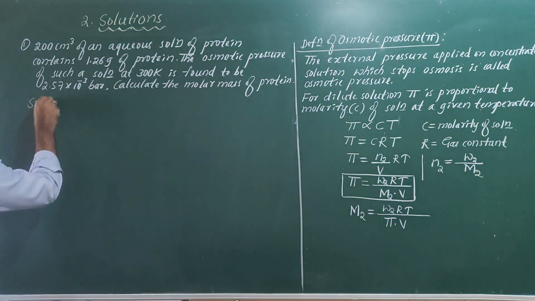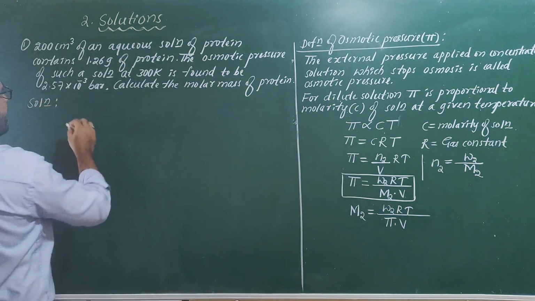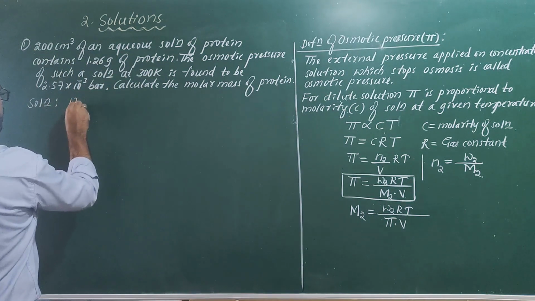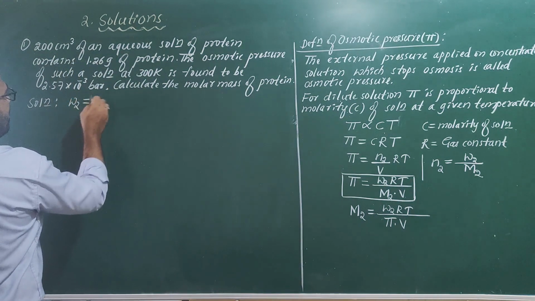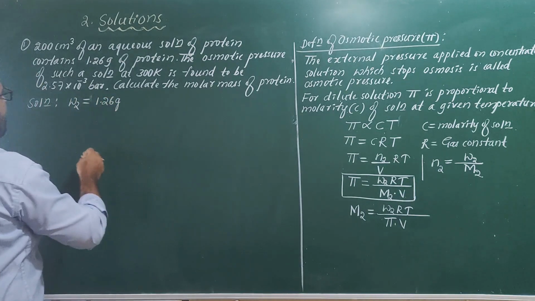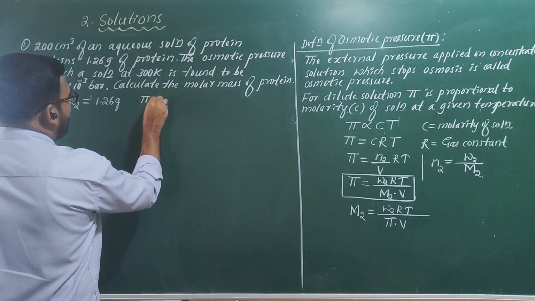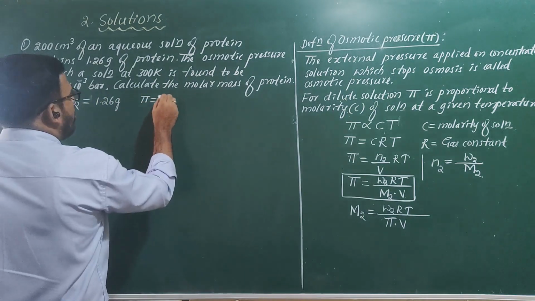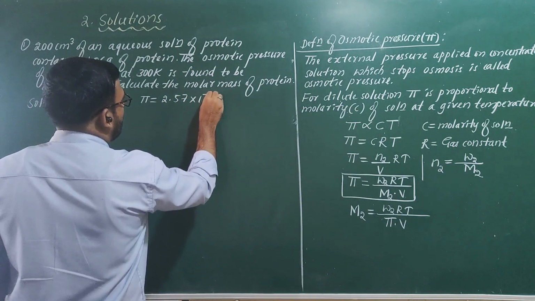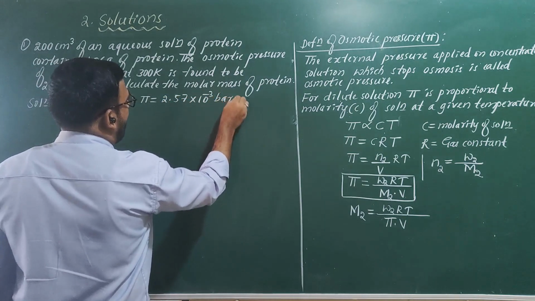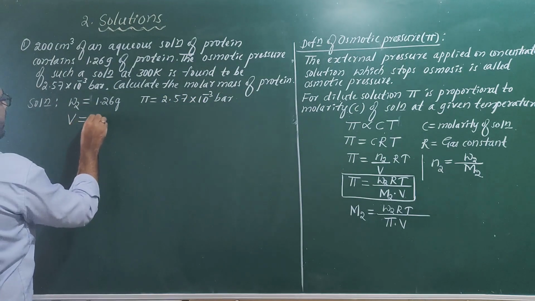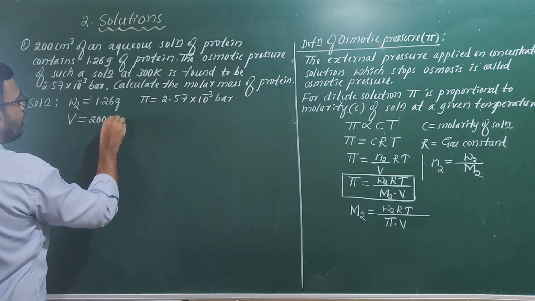So what is the given data? Very simple problem. Mass of protein, that is W2, is equal to 1.26 grams. The osmotic pressure pi is equal to 2.57 into 10 raised to minus 3 bar. What is V, the volume of solution? It is 200 cm cube.